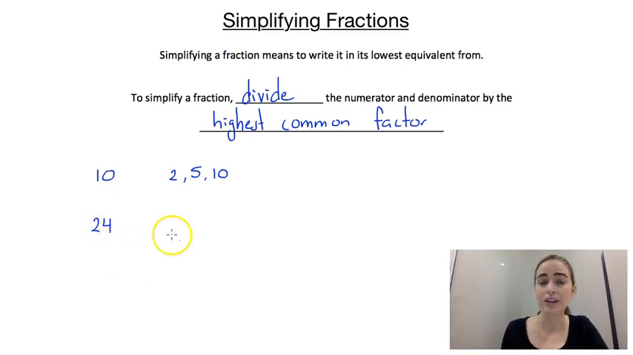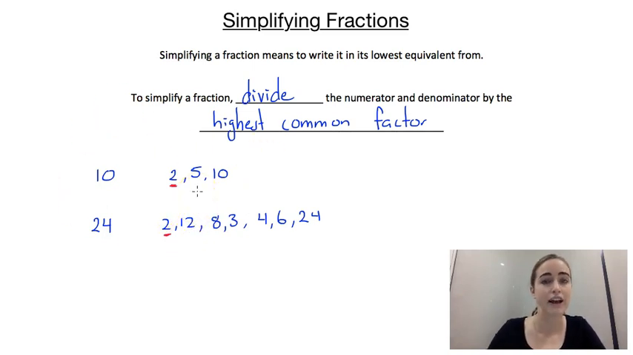Then if we have a look at 24 and think about its factors, we could divide 24 by 2 or 12, we could divide it by 8 and 3. We could divide it by 4 and 6, or we could divide it by 24. So we want to find the biggest number that's in both of those lists, and in this case, it's just going to be 2. So let's have a look at an actual question where we simplify a fraction.